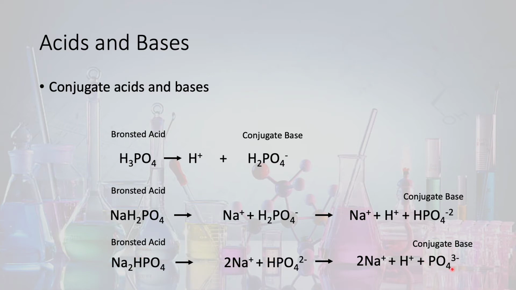So under the right circumstances, H3PO4 can fully dissociate all the way down to PO4 negative 3. But again, remember this occurs in steps. So we have our acid with its conjugate base, we have our acid with its respective conjugate base, and our last acid with its respective conjugate base.